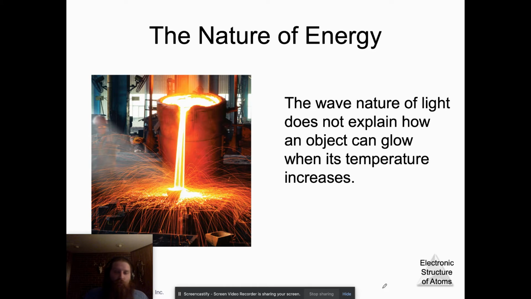So, all that stuff about waves, great, but there's one problem with that argument. Waves don't explain why objects glow when you heat them up. If classical wave theory was sufficient to explain that, then we actually wouldn't expect things to glow at all. Obviously, our observations of reality tell us that things do glow, so there must be some kind of failure in the wave description of how energy gets from point A to point B.